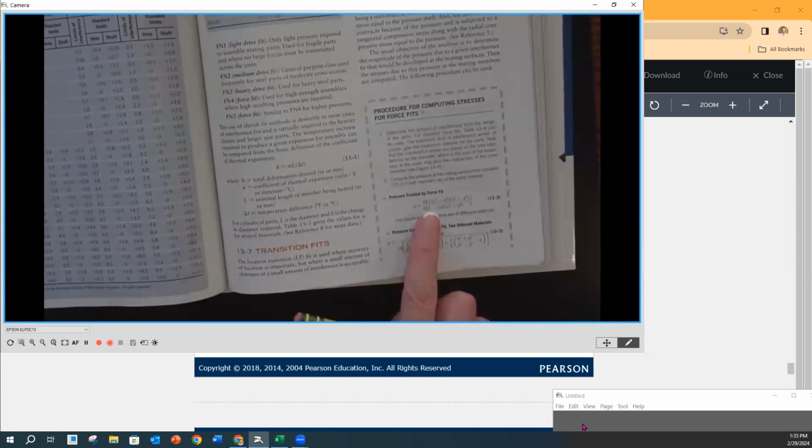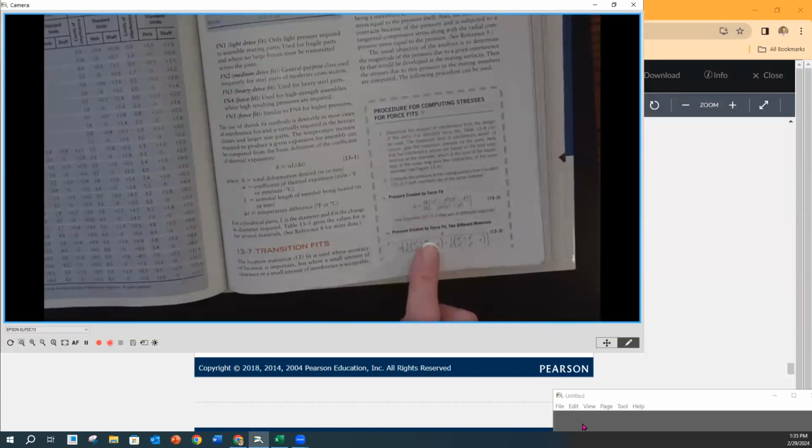And then 2 and B is on the bottom. So those are the variables that go into determining the pressure. Okay. Now, this is the pressure when we have one material for both. So if both the sleeve and the bushing are steel, then we use the top one.